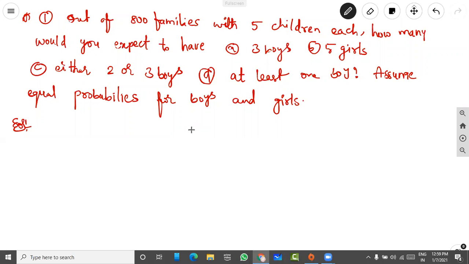Here we are taking one problem for the extension of the binomial theorem. We are applying the binomial theorem. First we can check, is it suitable for binomial distribution or not.